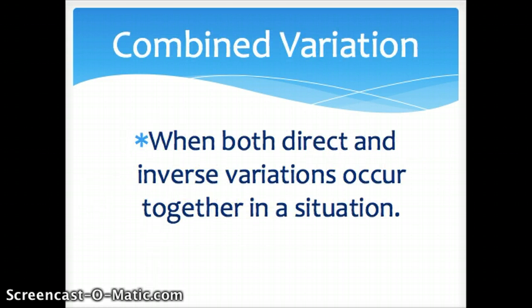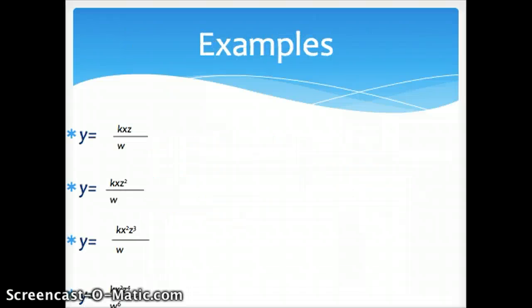Now we're going to talk about combined variations. Combined variation is when both direct and inverse variations occur together in a situation.